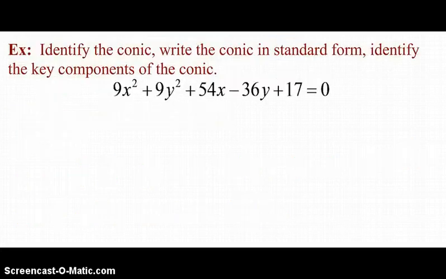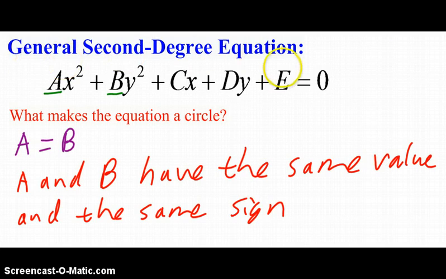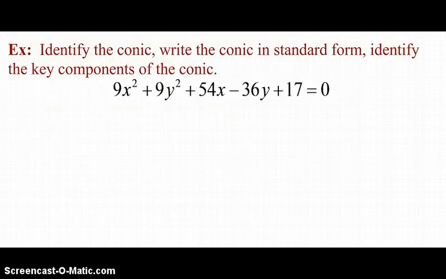So how do we apply this? Well, we want to identify the conic here. This is our general second degree equation. So we have 9x squared plus 9y squared plus 54x minus 36y plus 17 equals 0. Identify the conic and write the conic in standard form. Identify the key components of the conic. So for a circle, the key components would be the center and the radius. Well, since we're doing the lesson on circles, we can identify this. So identify the conic. It is a circle. How do I know that? Because the A and the B value are the same.